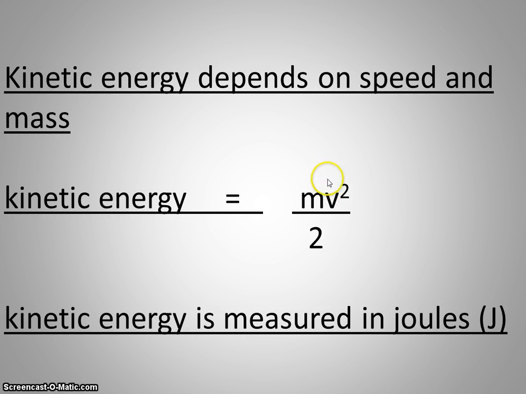This is the formula for kinetic energy. You need to make sure you have that formula written down. We are going to work with that formula multiple times. Mass multiplied times the velocity squared divided by 2. And once again, kinetic energy is expressed in joules. That is a measurement of energy.